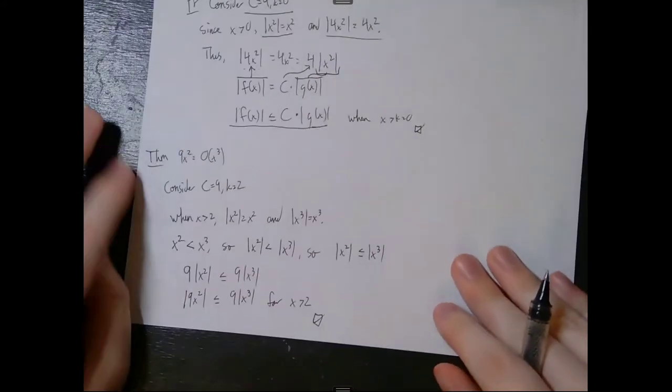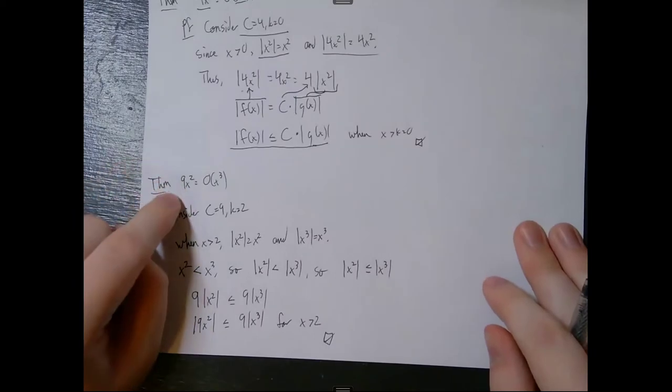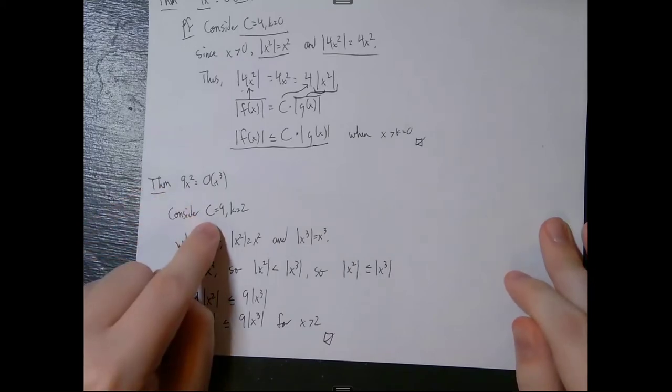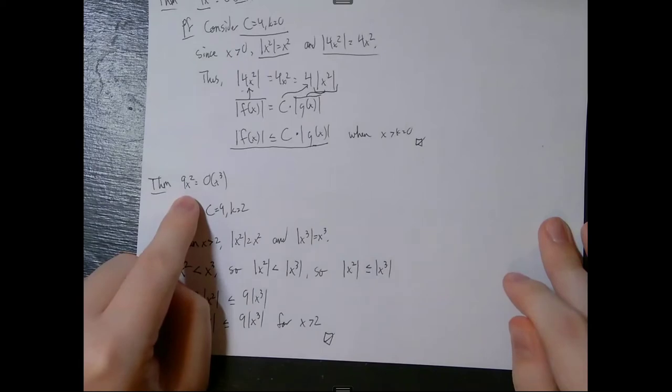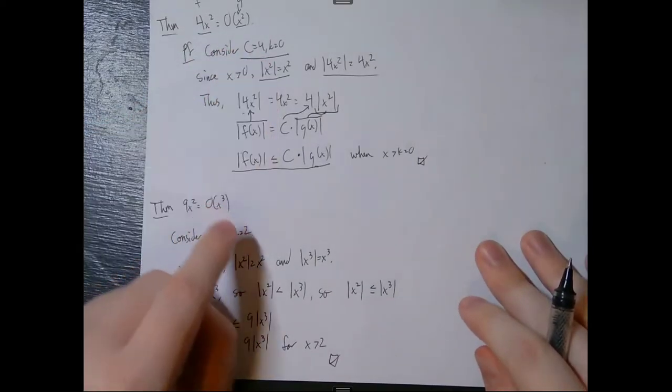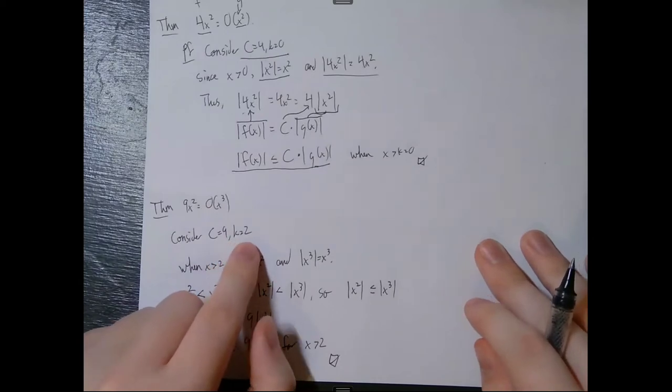Here's another example right here. In this case, I'm going to show that 9x squared is O of x cubed. And in this case, I'm going to choose slightly different values for k. C is going to be 9, which I think follows a similar train of logic from before. But in this case, I'm choosing k equals 2.